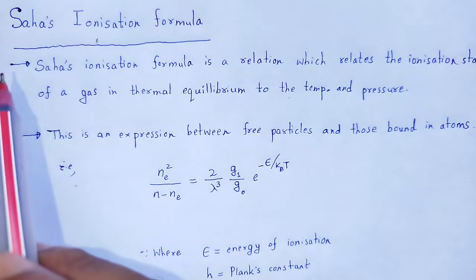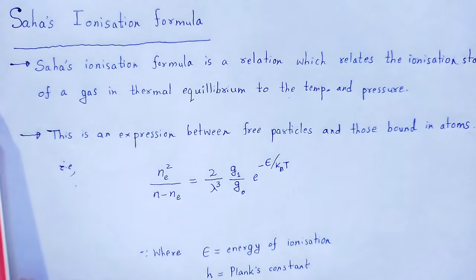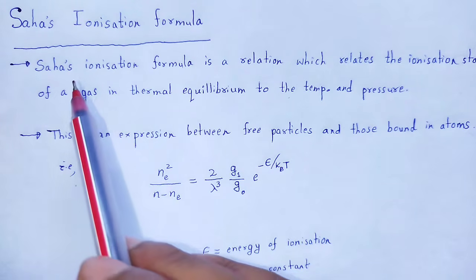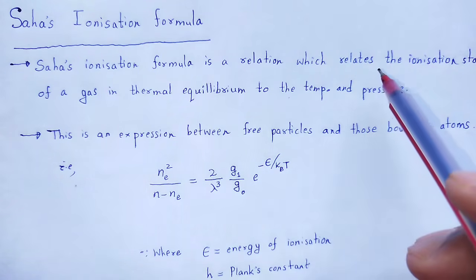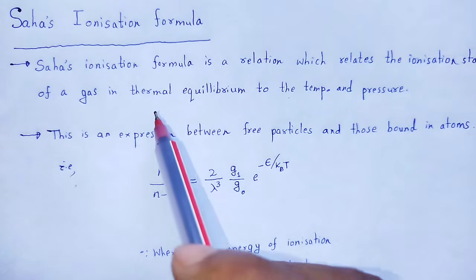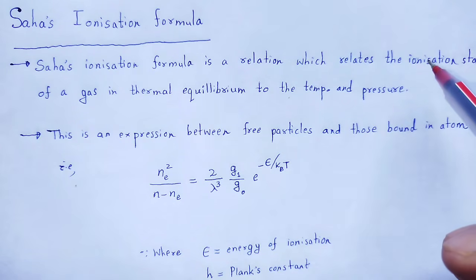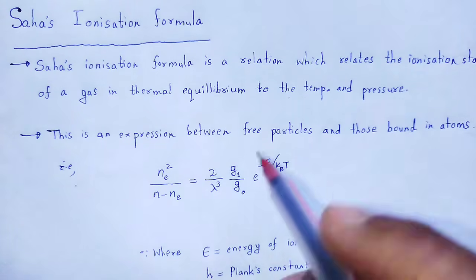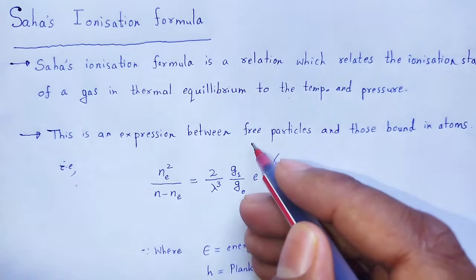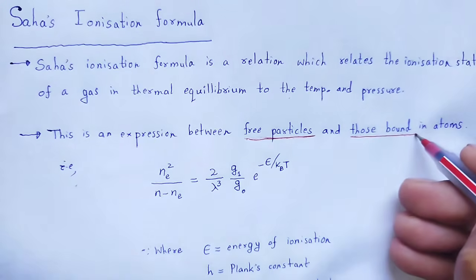Meghnad Saha, one of the greatest Indian astroscientists. According to him, Saha's ionization formula is a relation which relates the ionization state of a gas in thermal equilibrium to the temperature and pressure. Basically, this is an expression between the free particles and those bound in atoms.